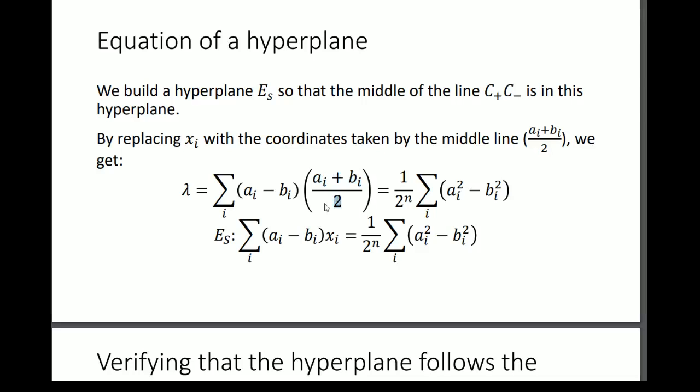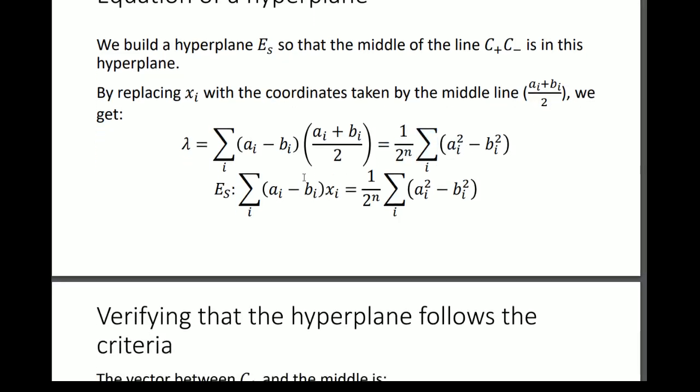We can factorize by 2 in front. Since we have n elements, we have 1 over 2n. And we recognize a minus bi times a plus bi, which factorizes to ai squared minus bi squared. So once we have this, we have our lambda. So we can write our equation: (ai minus bi) times xy is equal to 1 over 2n sum of ai squared minus bi squared.